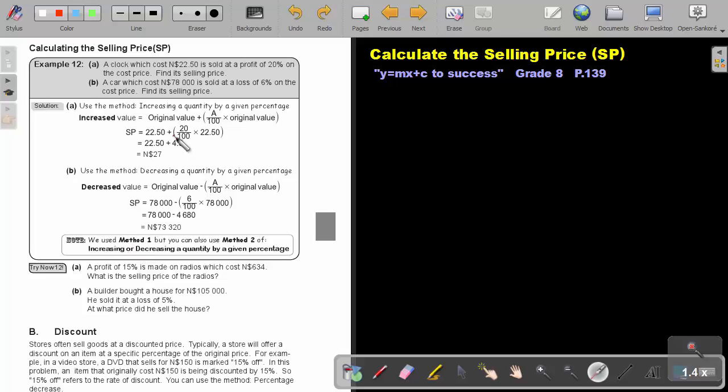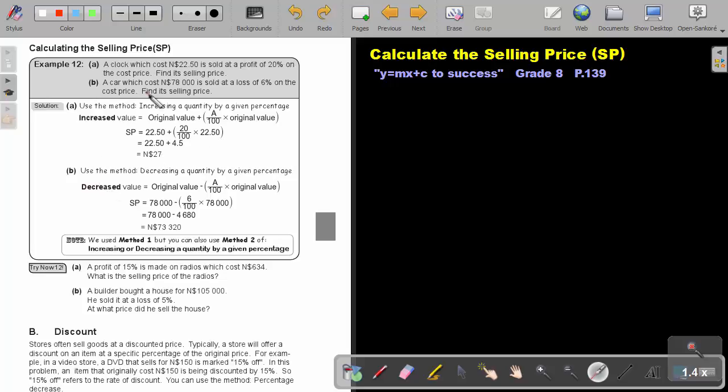The second method, can you remember? It was also the original value, multiplied, but then we took the 100% and added the 20%, so it was 120 over 100, and we also would have multiplied with the 22.5.